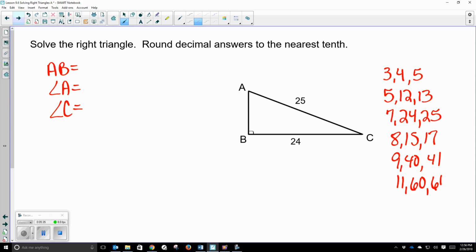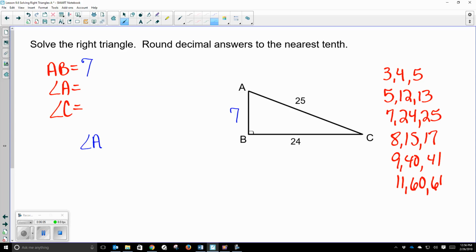So what is AB? 7. Okay, if I want to find the measure of angle A, do I have to use tangent? Can I use cosine? Can I use sine?